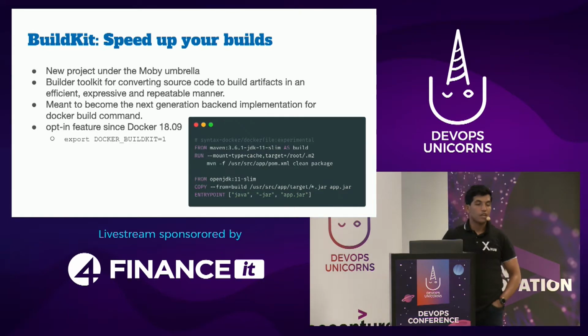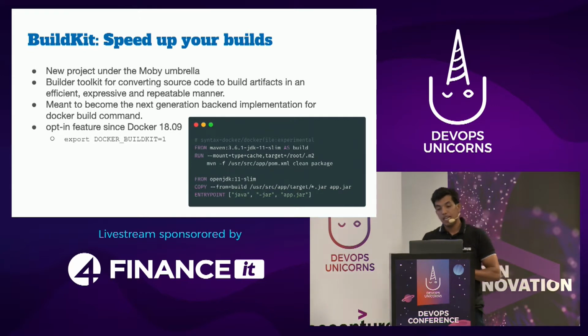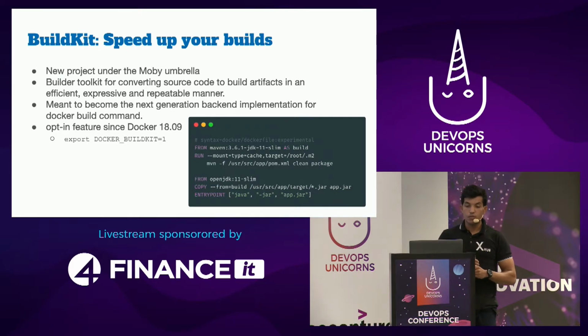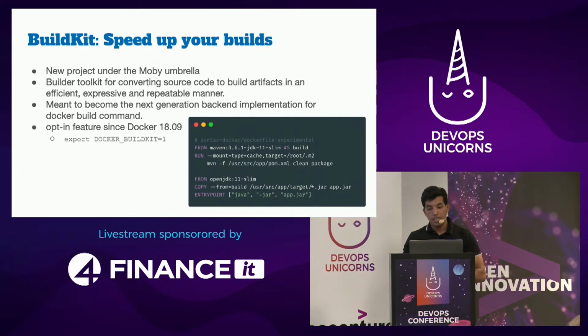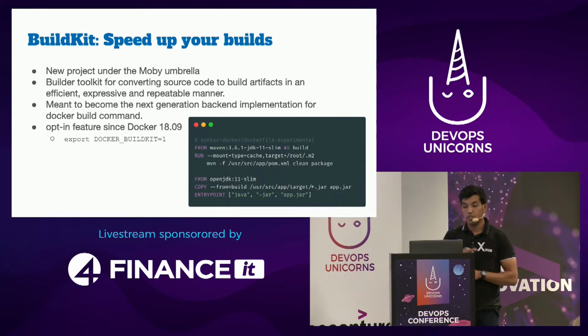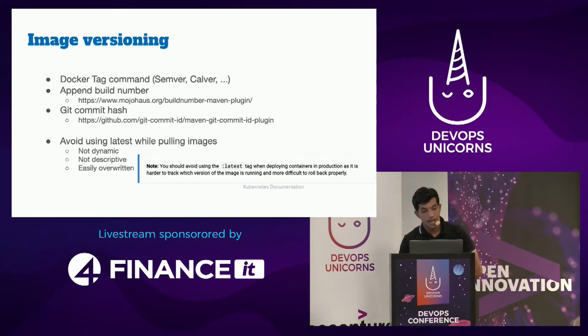And BuildKit offers a number of great features as well. It comes with a concurrent build graph server, which can execute Dockerfile commands in parallel. And it also keeps track of modified files in your code, so it only compiles the files that changed. It's an experimental, optional feature that you can enable in Docker version 18.09.